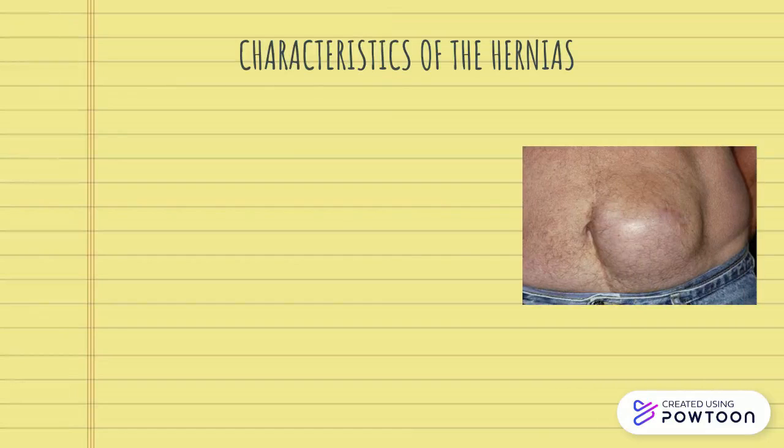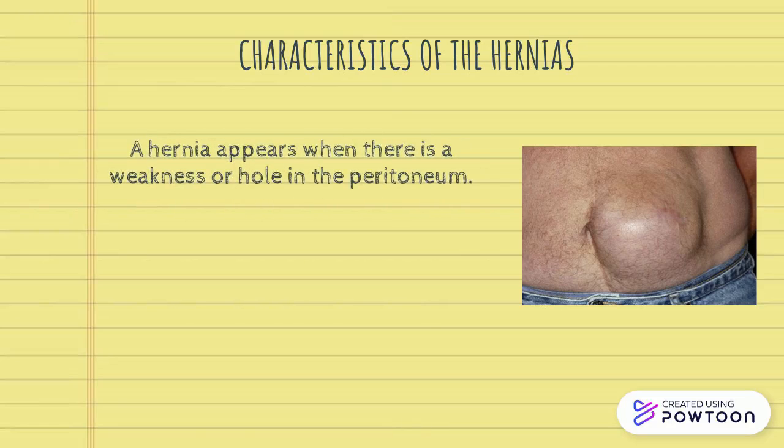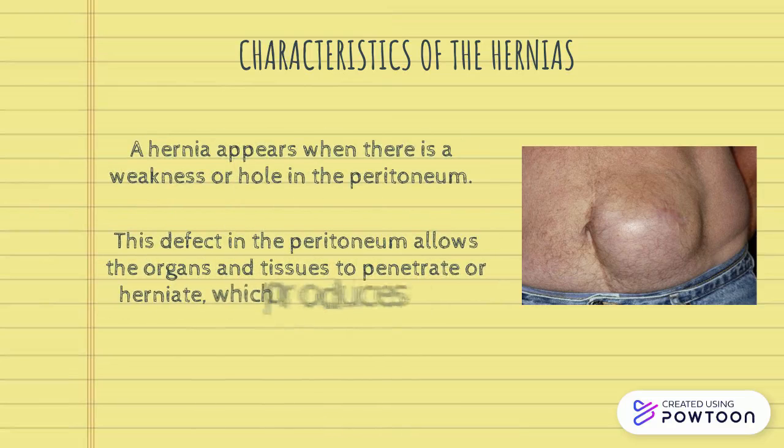Characteristics of hernias. A hernia appears when there is a weakness or hole in the peritoneum. This defect in the peritoneum allows the organs and tissues to penetrate or herniate, which produces a bulge or protrusion.